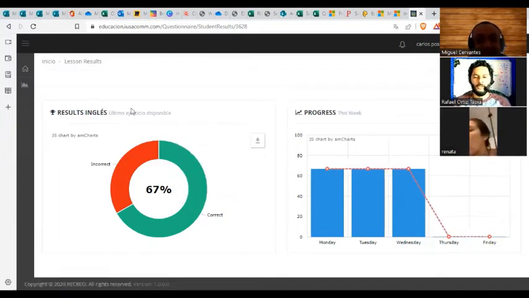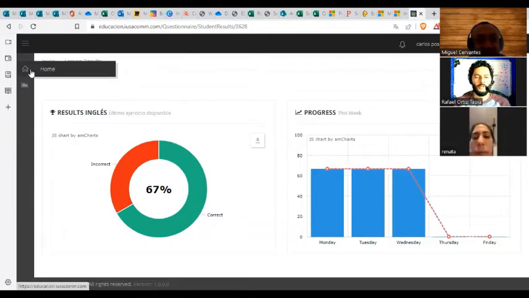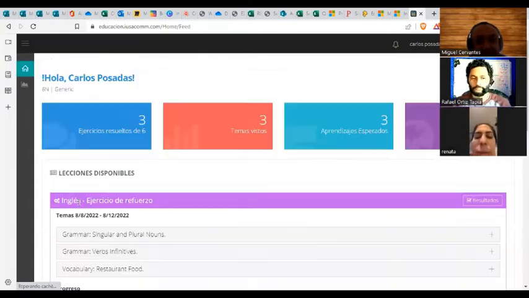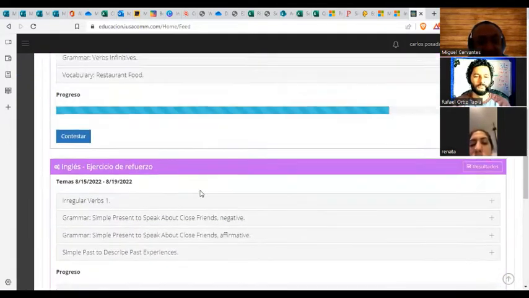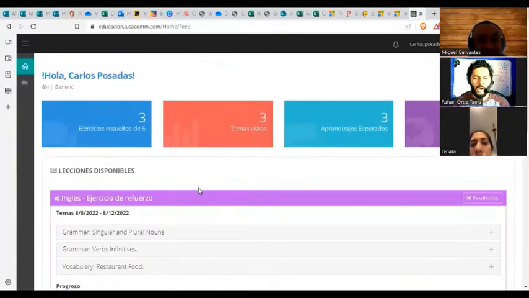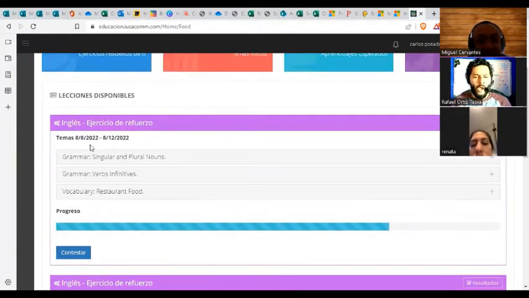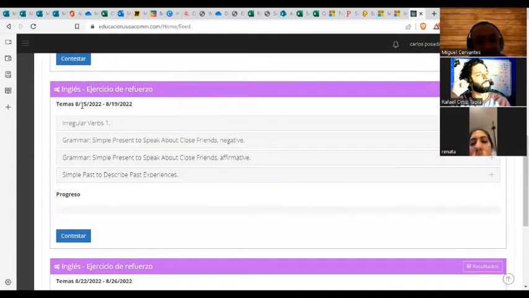Ahora, ¿qué hacemos aquí? Voy a la casita, al home, doy clic en el home, y me va a regresar a la página de inicio. Mira, aquí este alumno está atrasado. Eso también te va a pasar a ti. Si tú no contestas, como aquí, él está del 8 de agosto al 12 de agosto, está atrasado. Acá tiene del 15 de agosto al 19 de agosto.